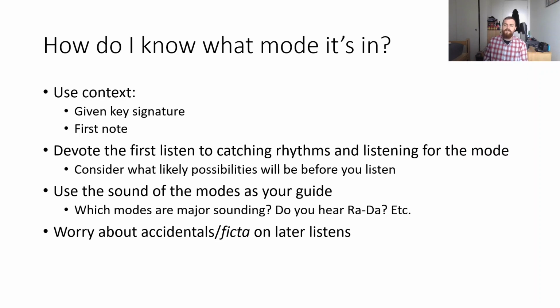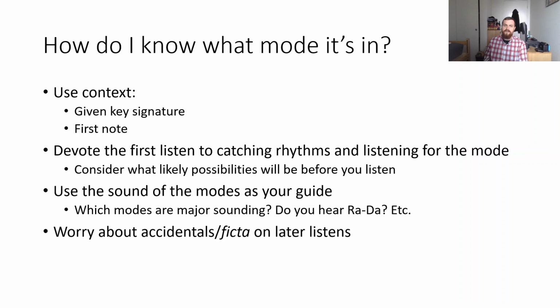So, on your first listen, like before we would talk about doing rhythm and contour, listen for kind of the sound of the mode on your first listen when you're catching up with rhythm. So consider what possibilities are and use the sound of the modes as your guide. So for instance, not all modes sound the same just because they're the same pitch collection. A mixolydian or a Lydian mode sounds major in affect versus a Dorian or a Phrygian or an Aeolian, which are kind of more minor in affect. So use that to your advantage.